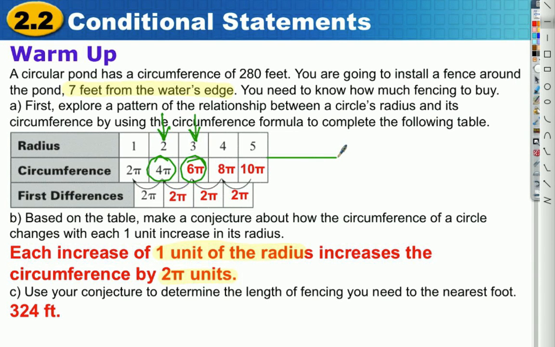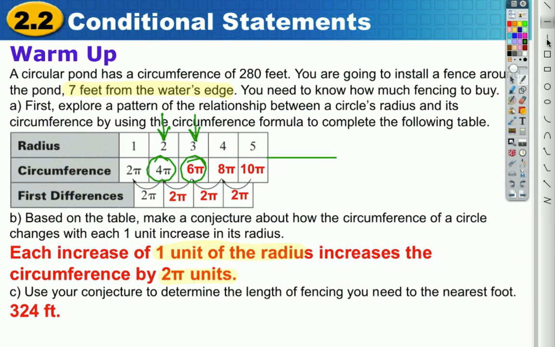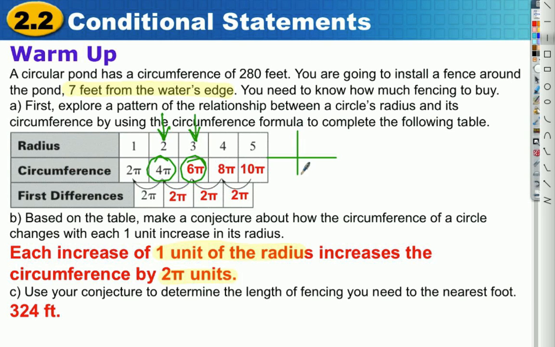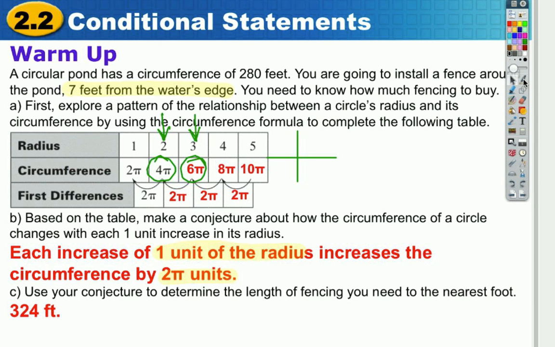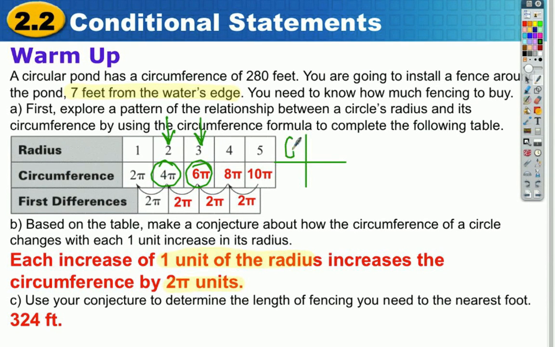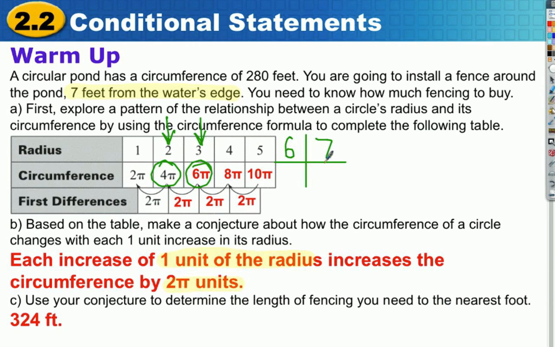But do I really need to write it in? Could I just figure it out based on the pattern? So that's why I don't really need the 6, but again, I'll put it in there. So we've got 6 and 7. What should go right here? What should go right there? Jada? 14 pi. So if I increase the radius by 7, the circumference is going to increase by 14 pi.